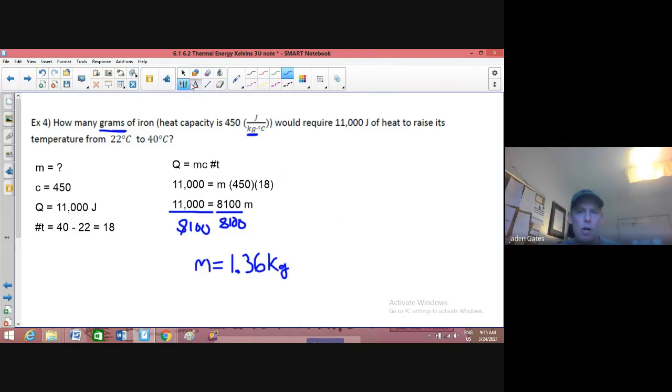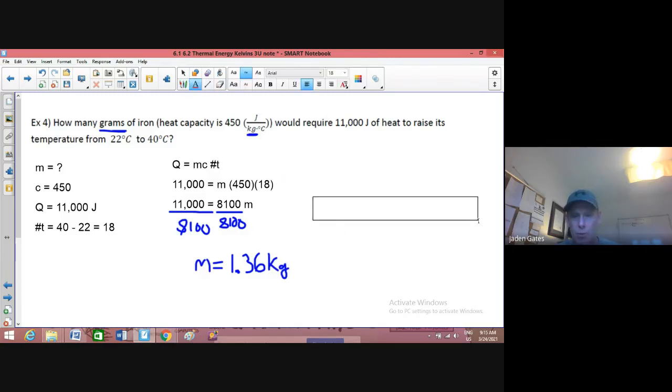If you want to convert from kilograms to grams, because that's what this question is asking, we have to multiply by 1,000 because there are 1,000 grams in a kilogram. So move the decimal place 3 to the right, and we get 1,360 grams is the mass. That's how much iron, pure iron, would be raised from 22 to 40 by that much energy.